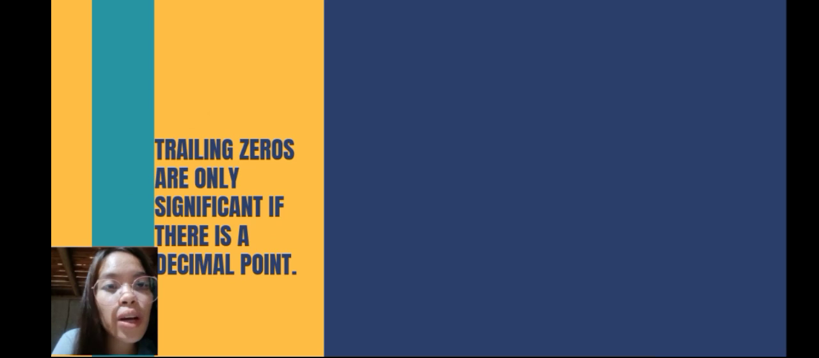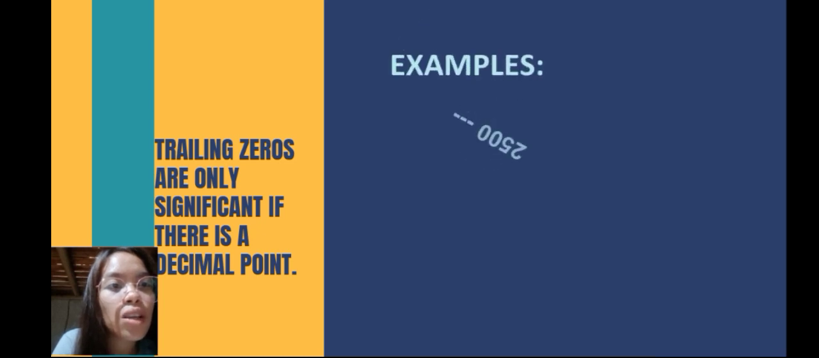For the third one, trailing zeros are only significant if there is a decimal point. We have some examples here. From our rule, there must be a decimal point. As we can see in our first problem, we don't have any decimal point. That's why this must have 2 significant figures.